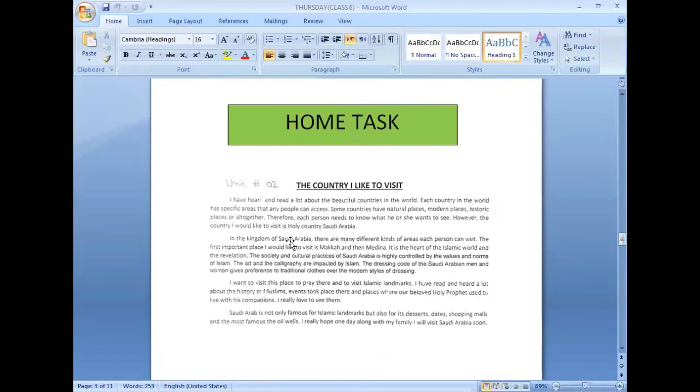Each country in the world has specific areas that any people can access. Some countries have natural places, modern places, historic places, or all together. Therefore, each person needs to know what he or she wants to see. However, the country I would like to visit is holy country Saudi Arabia. In the Kingdom of Saudi Arabia, there are many different kinds of areas each person can visit.